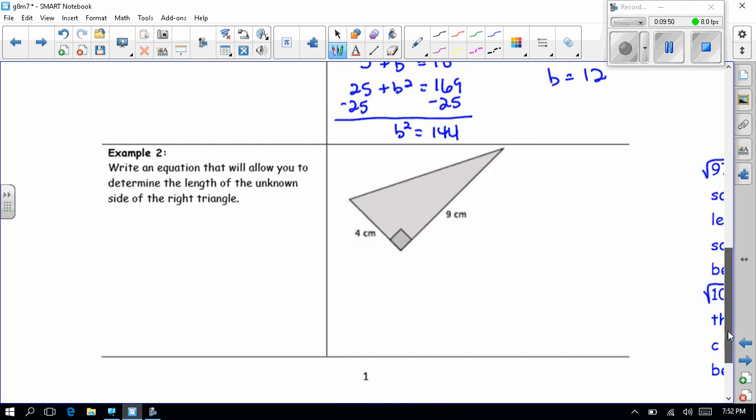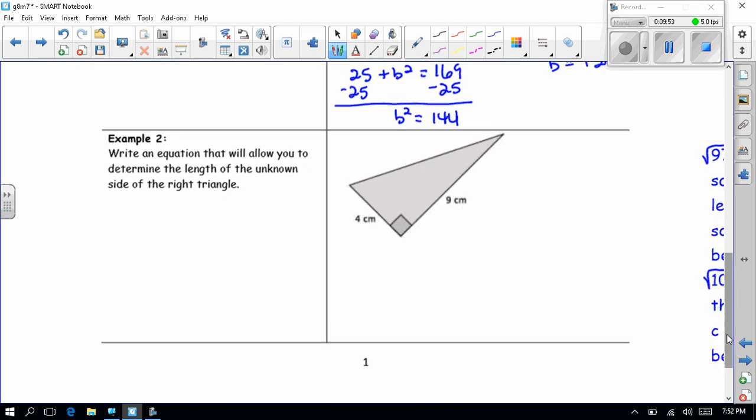Let's take a look at the second example. It's saying it's a right triangle. One leg is 4 centimeters, the other leg is 9 centimeters. So we're looking for the missing hypotenuse. We're looking for the C side here. So let's go ahead and set it up just like we did before. 4 squared plus 9 squared equals C squared. 4 squared is 16. 9 squared is 81. When I add 16 and 81, I get 97.